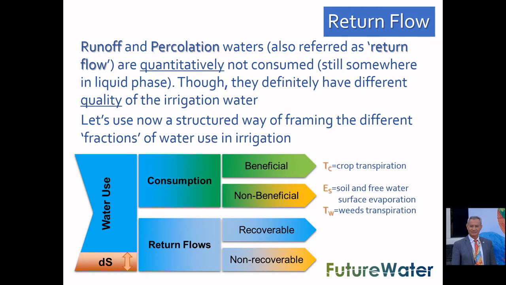We can also further subdivide the consumption fraction into beneficial and non-beneficial consumption. For instance, the beneficial is typically the one that belongs to a crop. Through its transpiration, the crop generates the biomass and then the yield. This is what we are looking for, and that we refer to as beneficial. But there are other forms of beneficial use. The non-beneficial, for instance, are those in the form of evaporation from bare soil or free water surface evaporation, like in the case of a dam. And also, of course, the transpiration of those weeds that are in your crops.